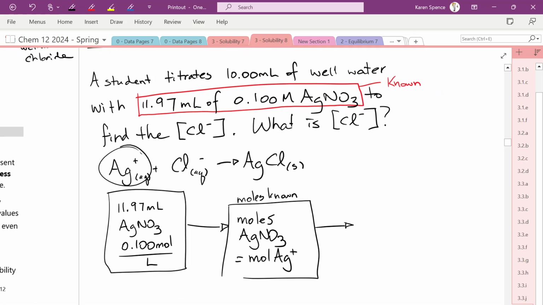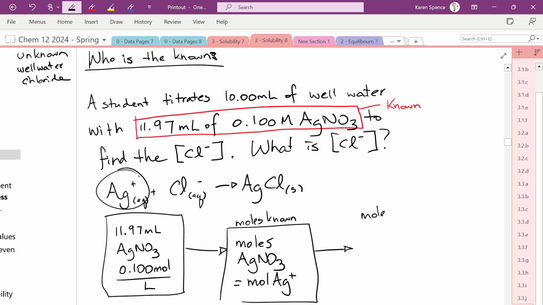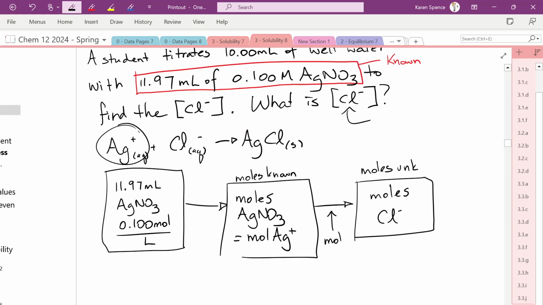Second step in stoichiometry, you always find the moles of the unknown. I'm just going to call it UNC. Who is our unknown here? Cl minus. Chloride. Okay, so we want to find moles of chloride. How do we go from moles of one thing to moles of the other thing? We use the mole ratio. Where do we find the mole ratio? In the balanced equation.